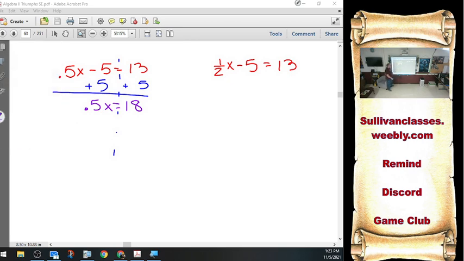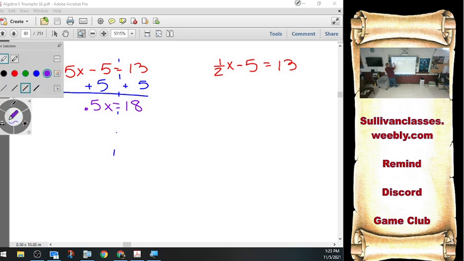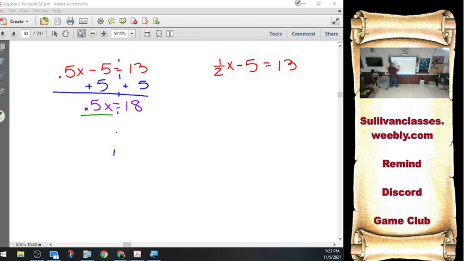Okay. If it's just 0.5 times x, there's no problem with dividing by 0.5. That's just nice in a calculator. I'll just grab a calculator and it tells me the thing.